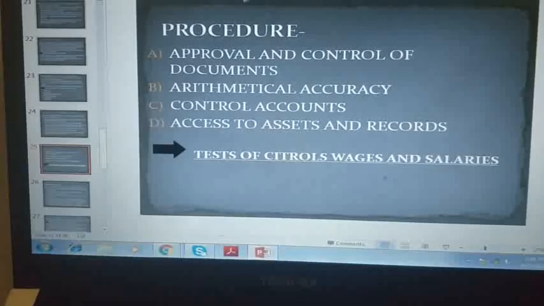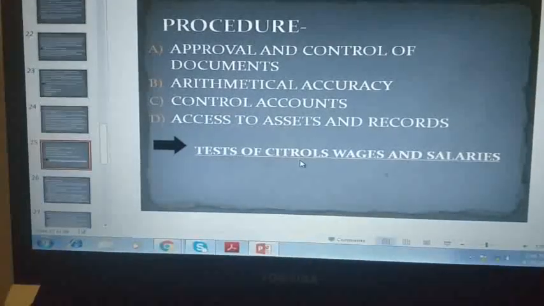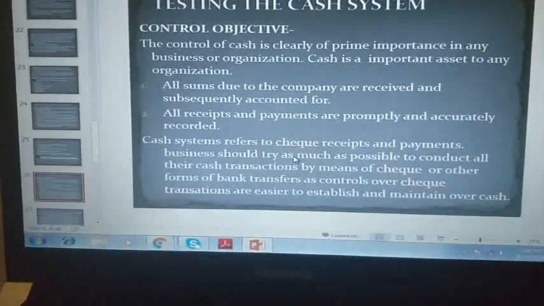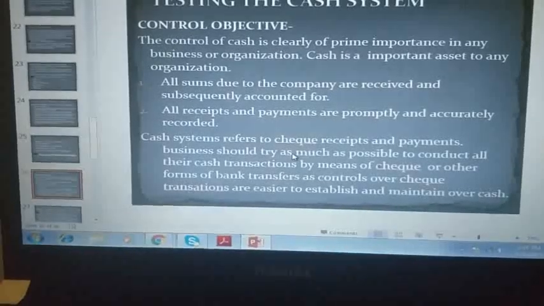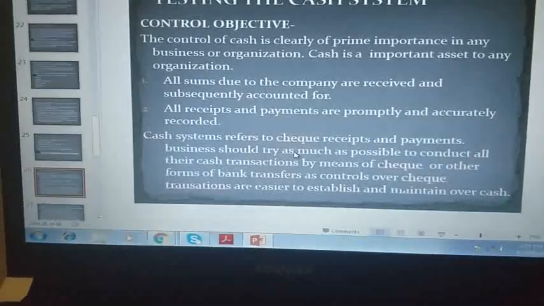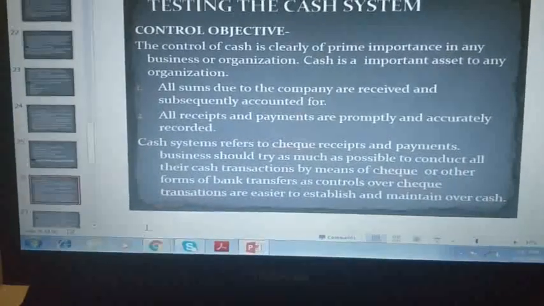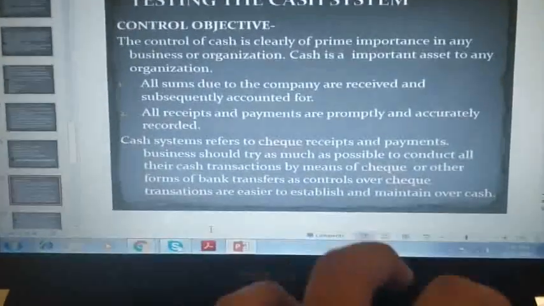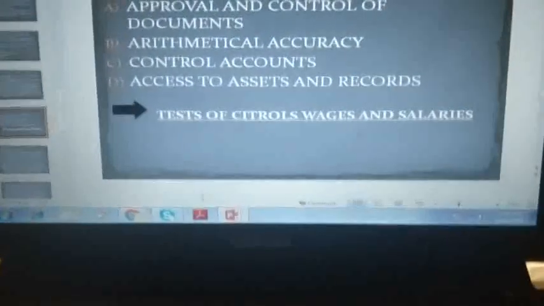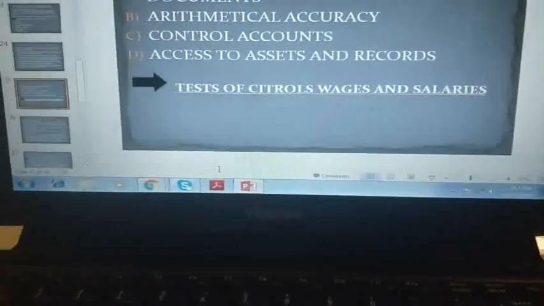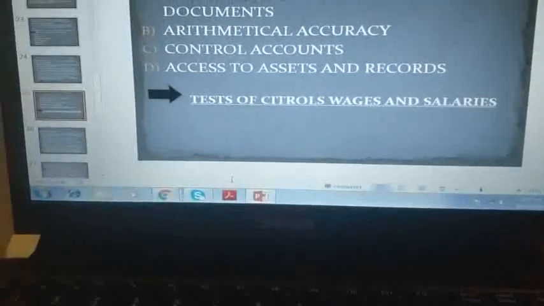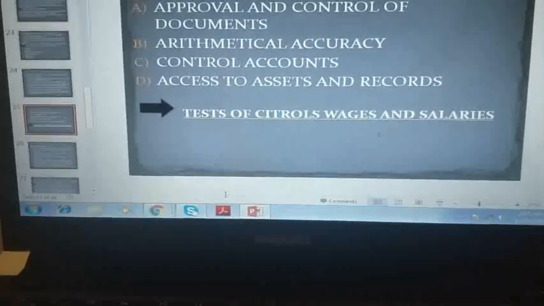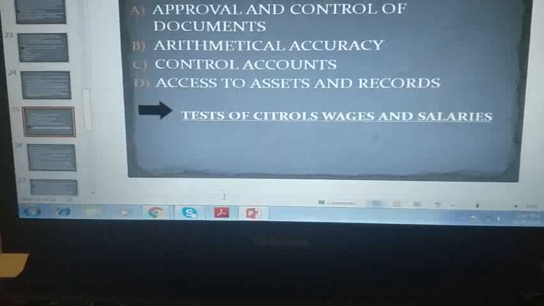Now, moving on to the next topic, you have tests of control for wages and salaries. Testing of control for wages and salaries includes testing of the cash system and testing of the purchases system. To give a slight introduction, you are testing a sample of timesheets and other records for approval by a responsible official. When issuing wages and salaries, you should ensure that a responsible official is giving authorization that you can actually issue these wages.